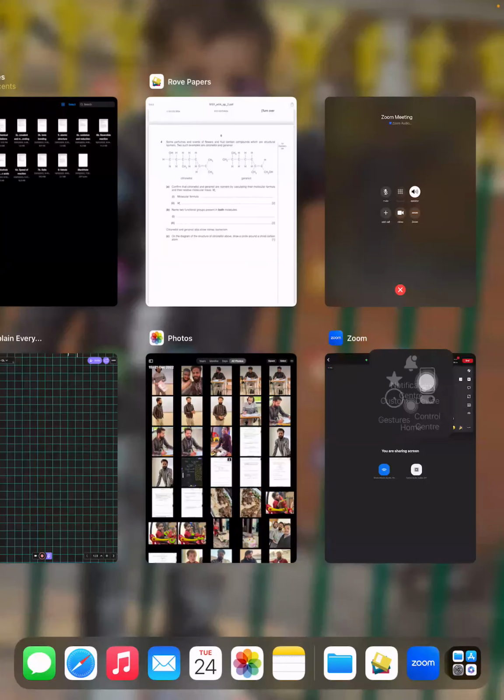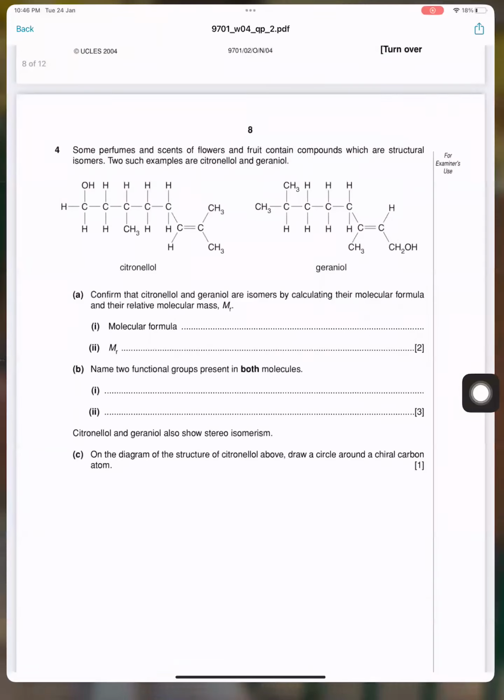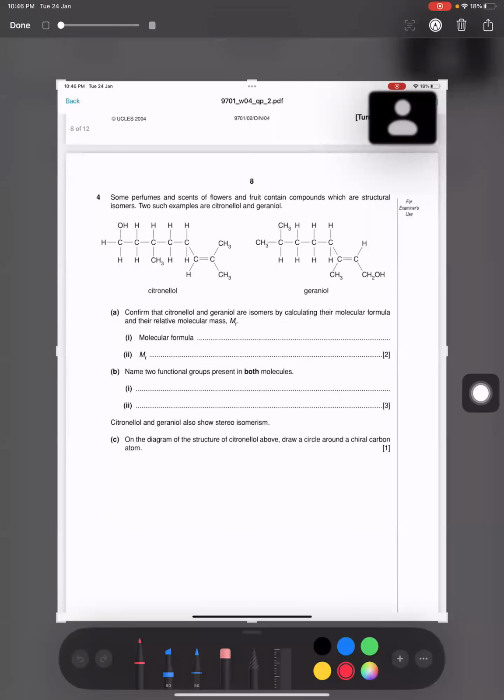For suppose we have this question now, how can we solve this question? They are saying that some perfumes and scents of flower and fruits contain compounds which are structural isomers. 2 such examples are citronellol and geraniol, right? Confirm that citronellol and geraniol are isomers by calculating their molecular formula and their relative molecular masses, right? What is the molecular formula?